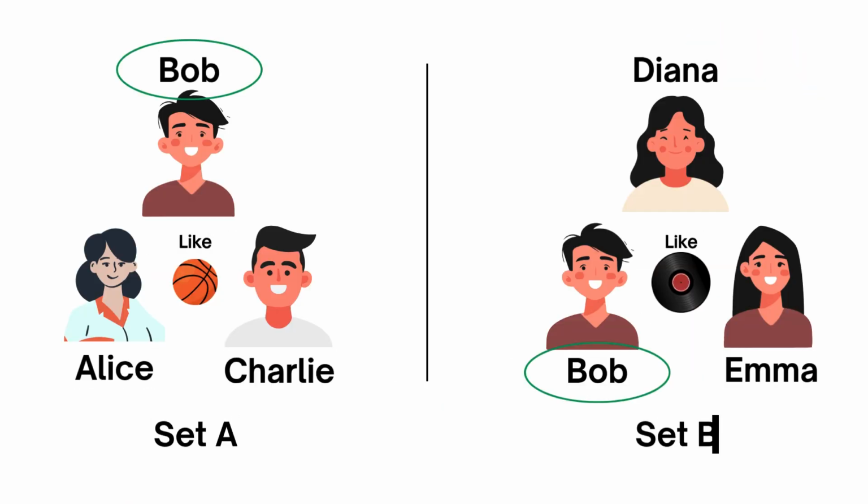Set theory is the mathematics of collections, or sets. Each user in a social network can be represented as an element of a set. For example, set A includes Alice, Bob, and Charlie, people who like basketball. Set B includes Bob, Diana, and Emma, people who like music. Notice that Bob appears in both sets, connecting these groups.